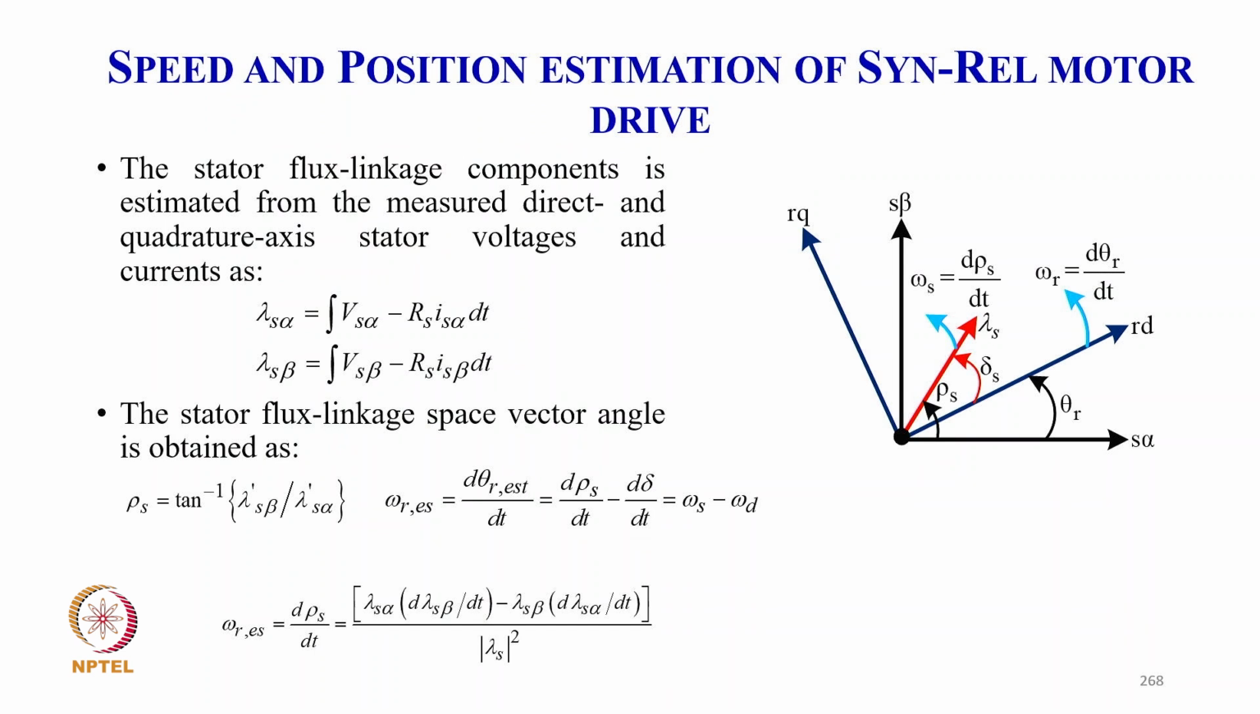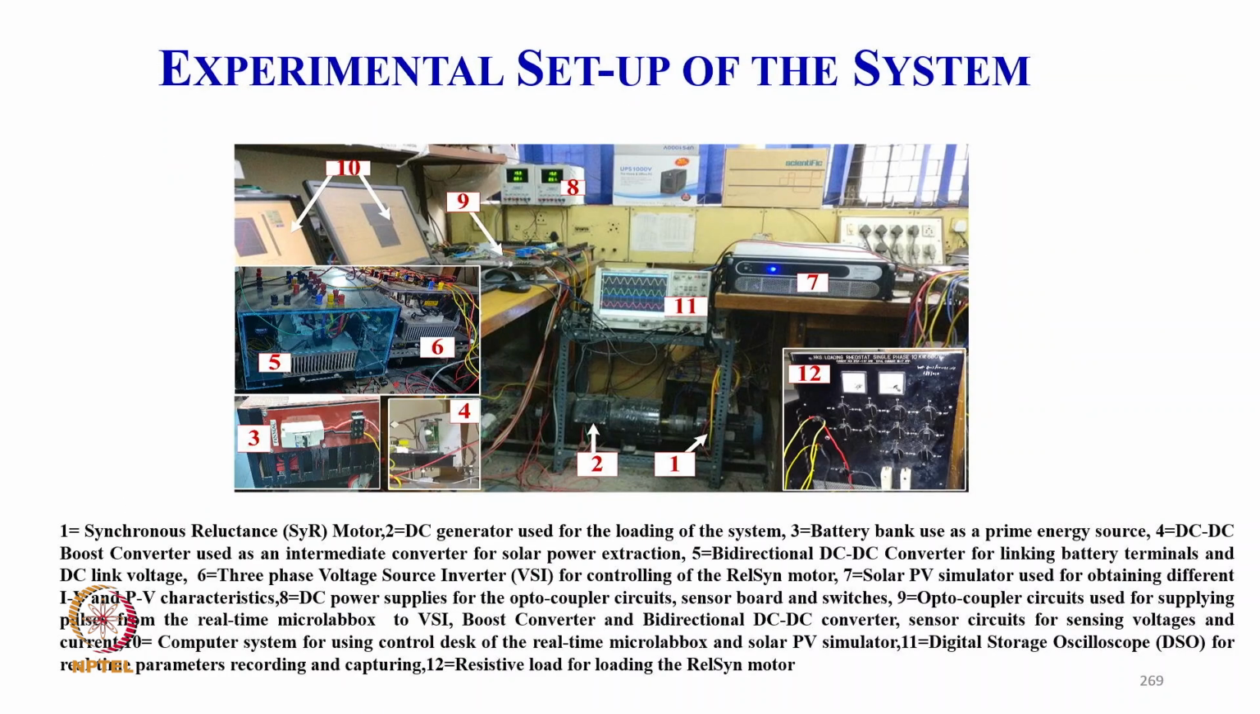And this is typically the phasor diagram. So the stator flux components are estimated from the measured direct and quadrature axis voltage and current with stator resistance. So lambda_S alpha equals integration of (V_S alpha minus R_S I alpha) dt, and lambda_S beta is integration of (V_S beta minus R_S I beta) dt. The stator flux linkage space vector angle is obtained with rho_S equal to tan inverse of lambda_S beta upon lambda_S alpha, and omega_RS equal to d theta_RS upon dt, equal to d rho_S upon dt minus d delta upon dt, equal to omega_S minus omega_r. Omega_S equals d rho_S upon dt, and from this relation we get the estimation. This is the experimental setup for this system.